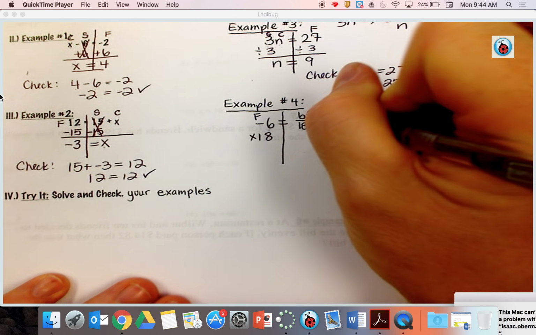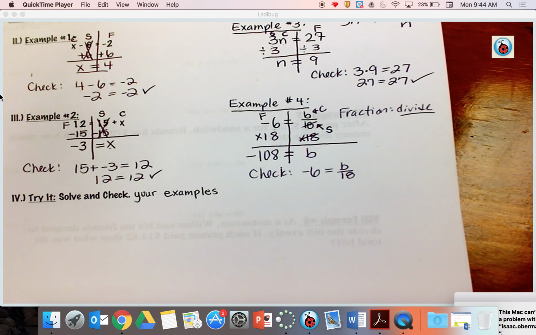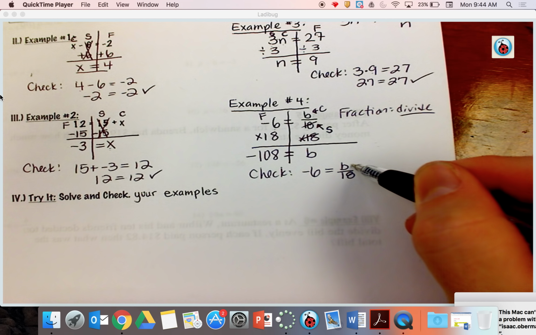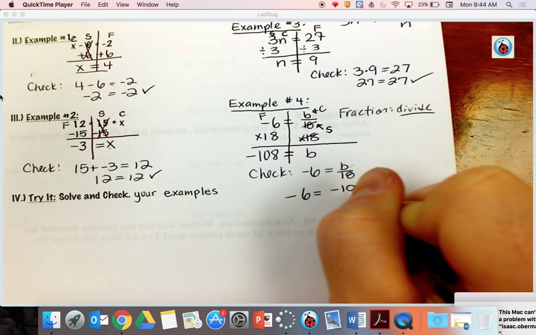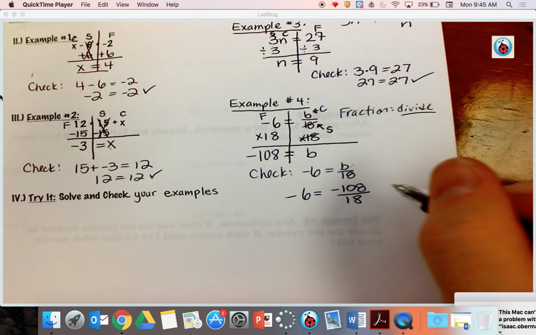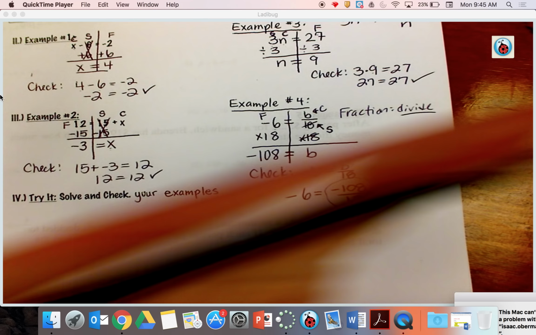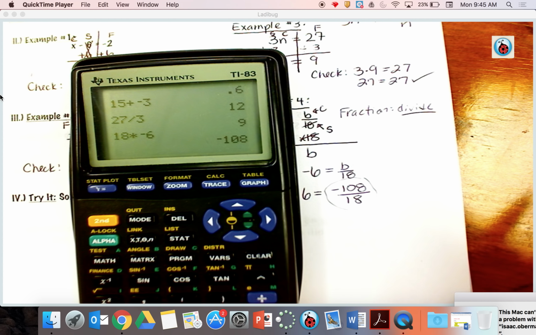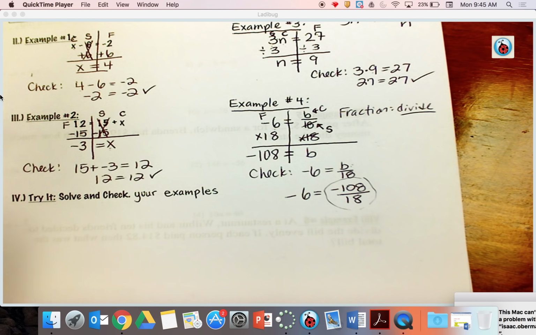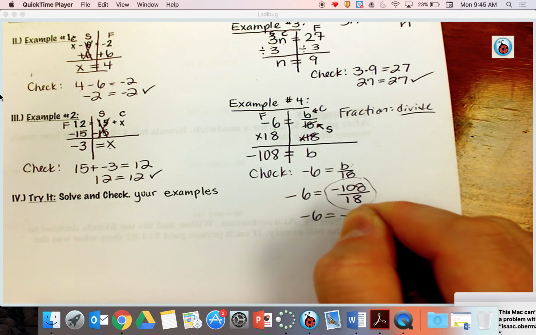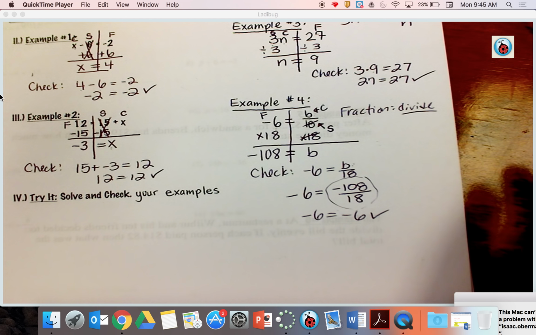So let's check it. So I use my original problem. Here's my original problem. And I'm going to put the -108 back in here. So I now have negative 6 is equal to negative 108 divided by 18. Check this part here. It should equal negative 6. Let's see if I put it in there. So I got negative 108 on the top. Remember, fractions mean to divide. I get negative 6. So negative 6 is equal to negative 6. And I'm good to go there.